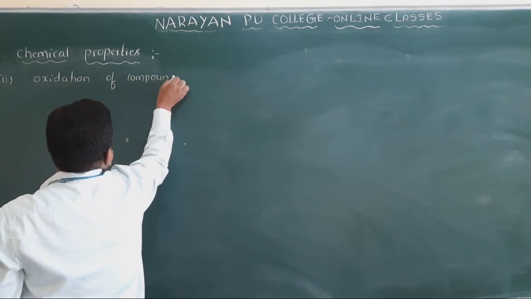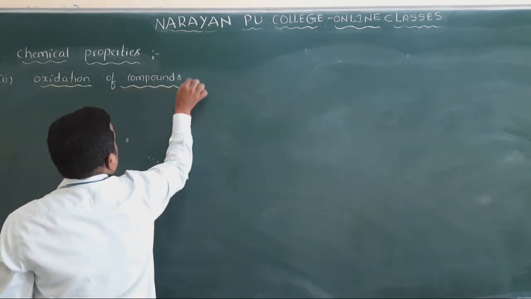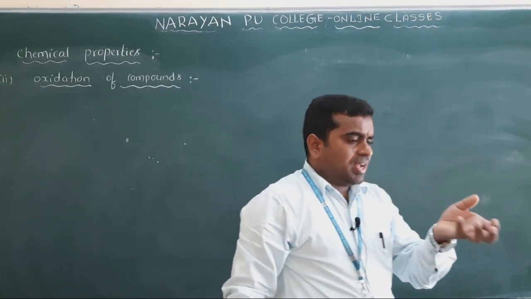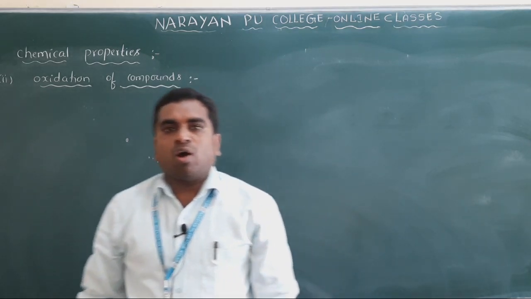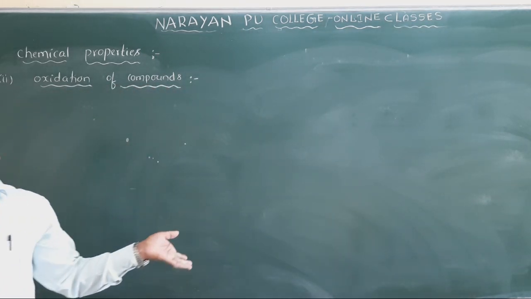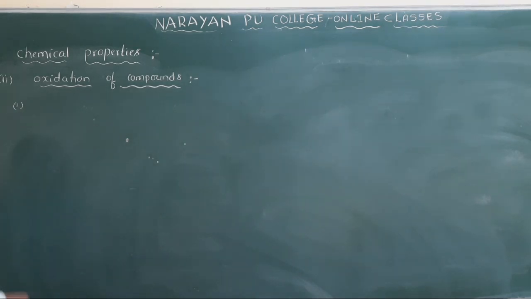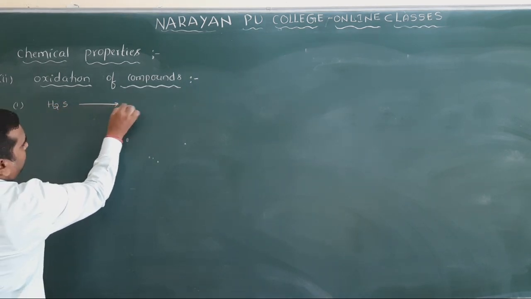Oxidation of compounds. Clear? And how HNO3 oxidizes some compounds. Both the dilute HNO3 and concentrated HNO3 can oxidize some compounds. Clear? And what are those? First one is H2S. It oxidizes H2S into sulfur.